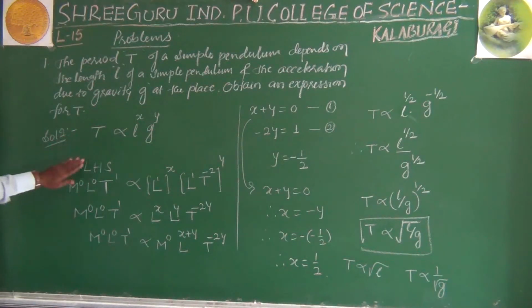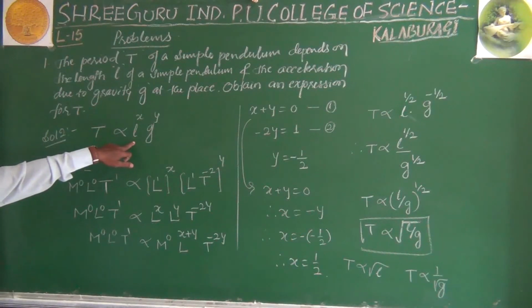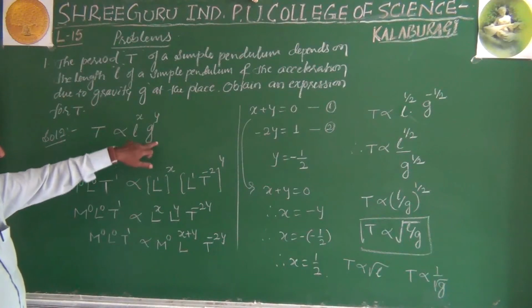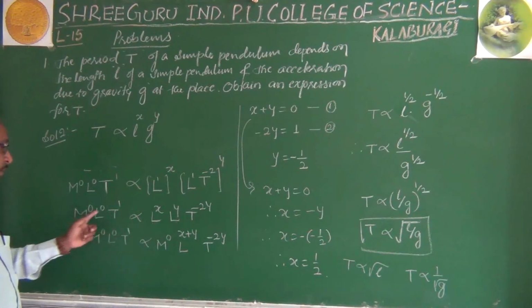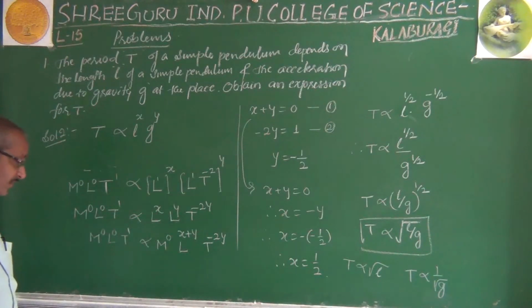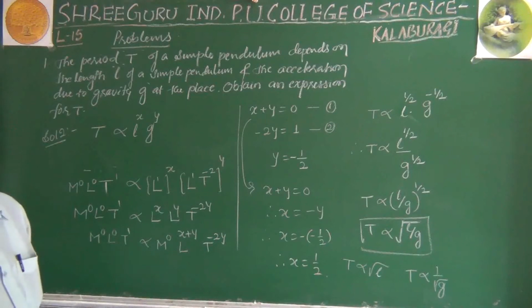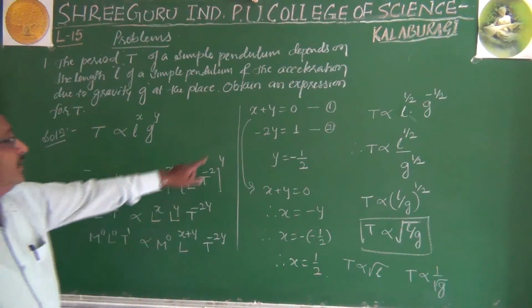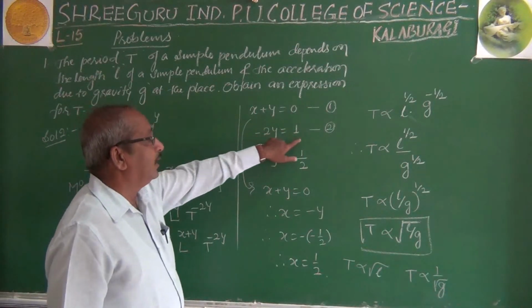Then, knowing the dimensional formula of time period, of length, and of acceleration due to gravity, we write those dimensional formulas and go for equating the respective powers of the given fundamental quantities' dimensions. After equating, we got x plus y equal to 0 and minus 2y equal to 1.